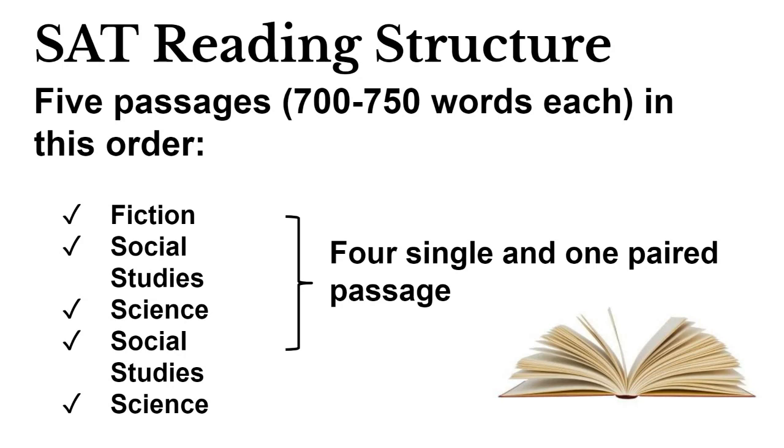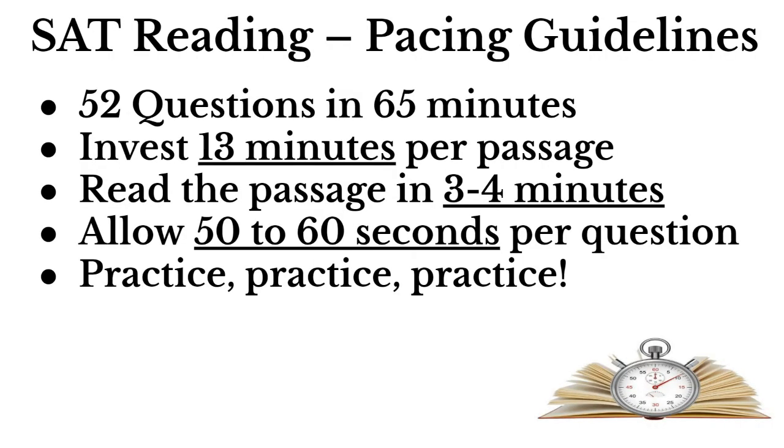It's important to know this order so that you're prepared and so that you can play to your strengths and choose which passages you want to spend the most time on given where your strengths lie. There are 4 single passages and 1 paired passage where you look at 2 different writing samples in a passage. That most often shows up in the 4th or 5th passage and will be a social studies or science type passage when you're looking at the paired passage.